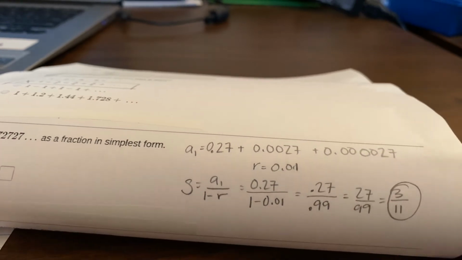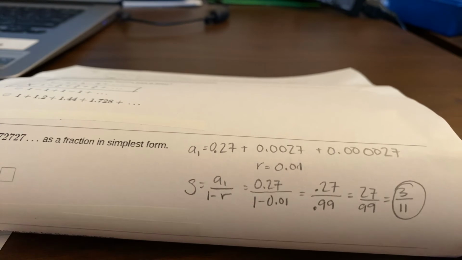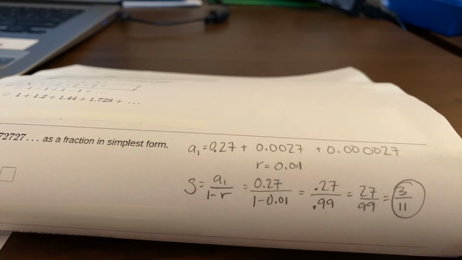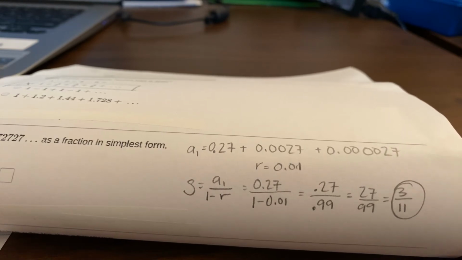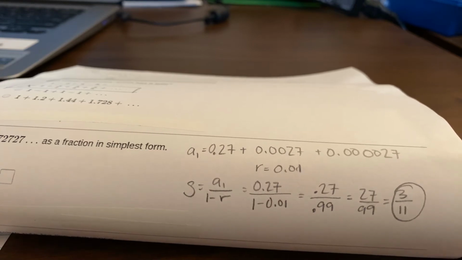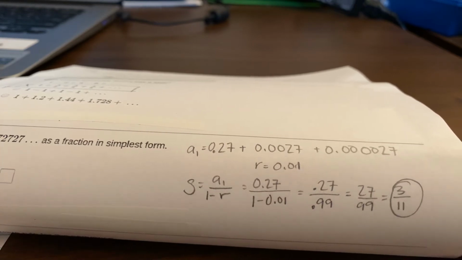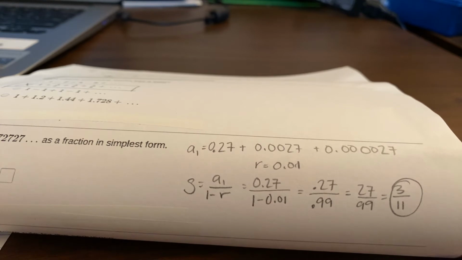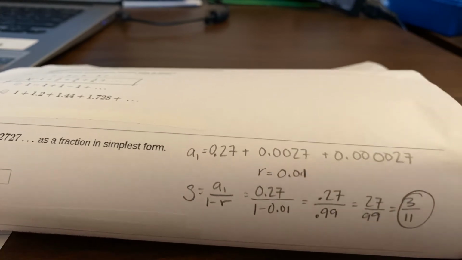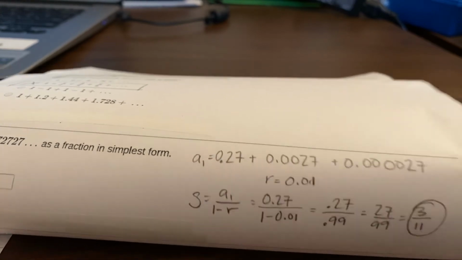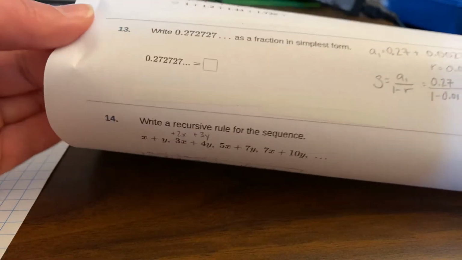And so we use the formula S equals a sub 1 over 1 minus r, and we plug in the values. So for a sub 1, it's 0.27. For r, it's 0.01. That simplifies to 0.27 over 0.99, which is the same as 27 over 99, which can be simplified further to 3/11. 3/11.